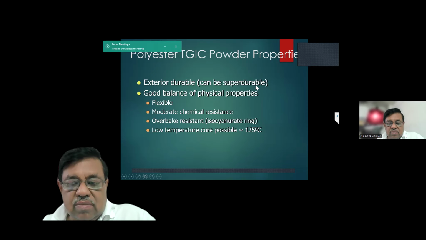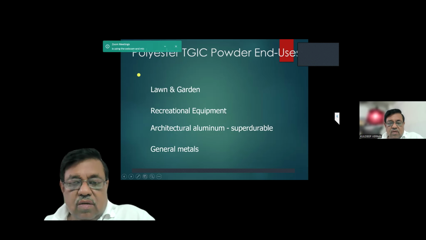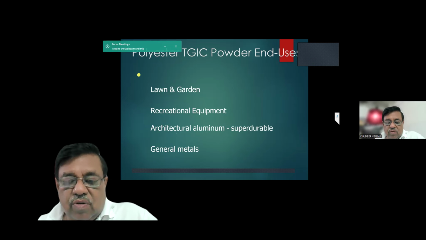Exterior durability can be super durable. Good balance of physical properties. These are the properties of overbake resistance. These are the places where the outdoor exposure powder can be used.